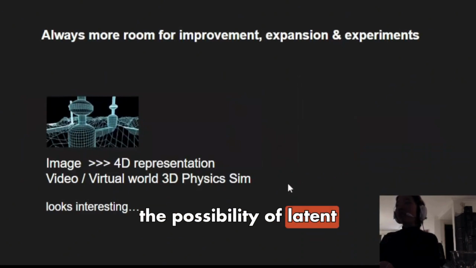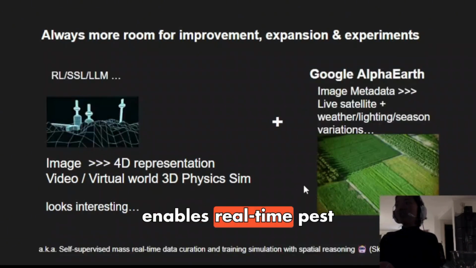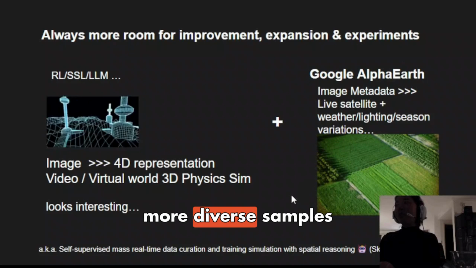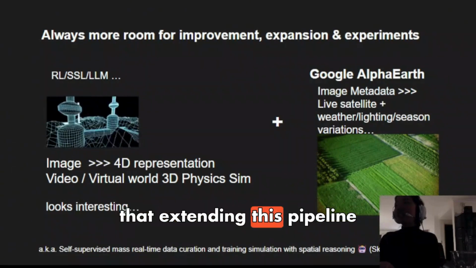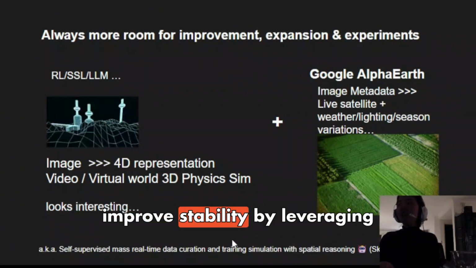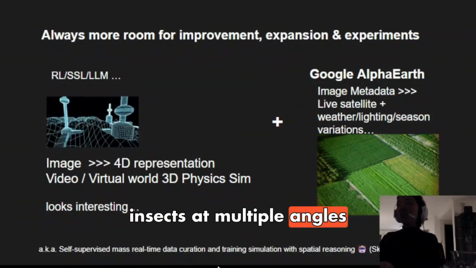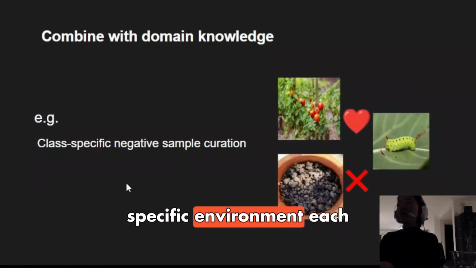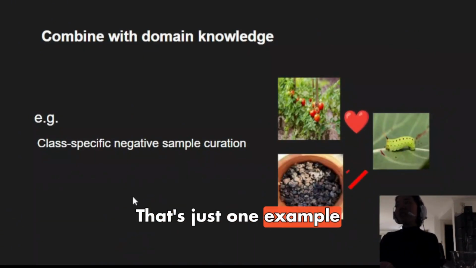Hybrid models open the possibility of latent compression or on-device inference that enables real-time pest monitoring on low-power hardware, which would help with collecting more diverse samples and reduce class imbalance. Extending this pipeline to a 4D representation or burst sequences may improve stability by leveraging motion cues or capturing insects at multiple angles or focus levels. And we could take this further and look into what specific environment each class or species prefers and fine-tune the model with it. That's just one example of combining domain knowledge.